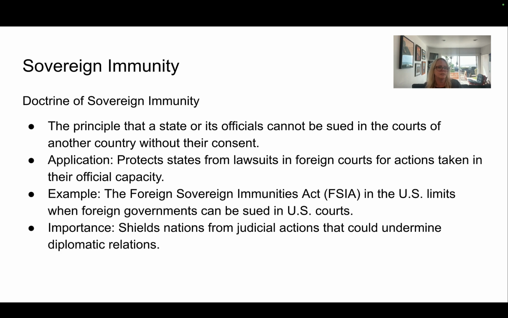Sovereign immunity is the principle that a state or its officials cannot be sued in the courts of another country without their consent.